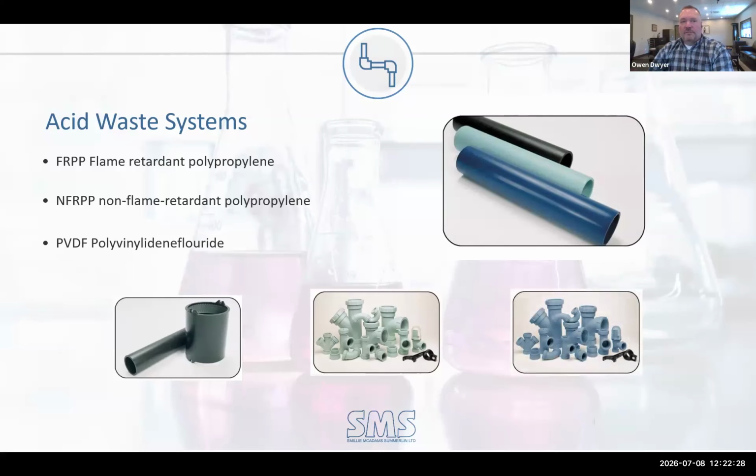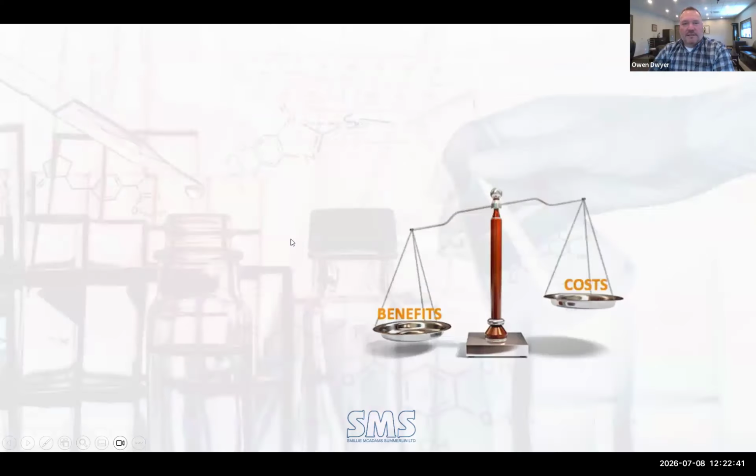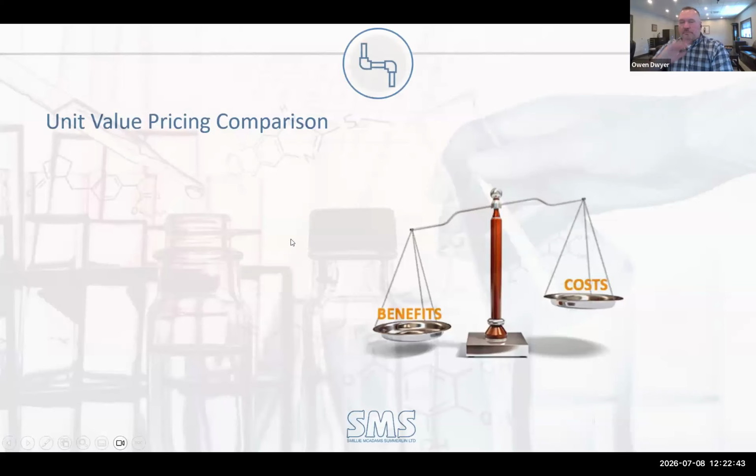Just some nomenclature. FRPP stands for flame retardant polypropylene, and then there's non-flame retardant polypropylene. And then PVDF, you can see why people refer to it as PVDF, because polyvinylidene fluoride doesn't roll off the tongue as smoothly. Pardon me.